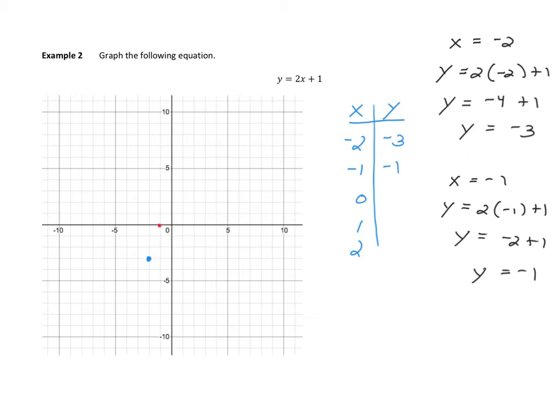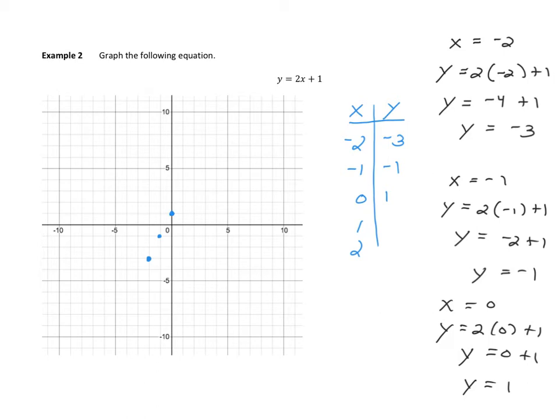That is the point -1, -1, which is here. Do the same thing for 0. When x is equal to 0, y is equal to 2 times 0 plus 1, and well, 2 times 0 is 0, and if you add 1 to 0, you get 1, and so we have the point 0, comma 1, which is, if you start here, you don't go left or right, but you do go up 1 to this spot here.